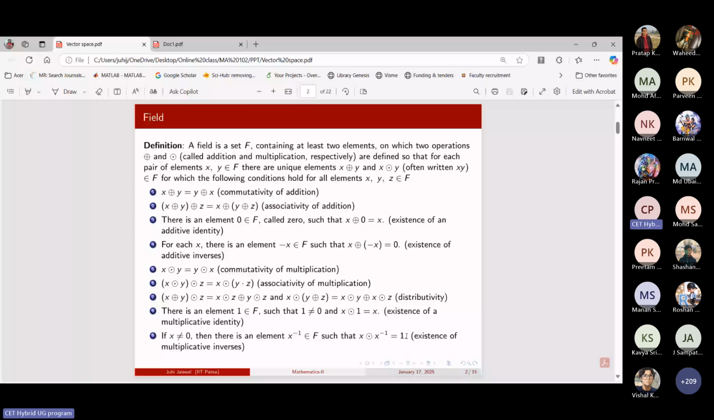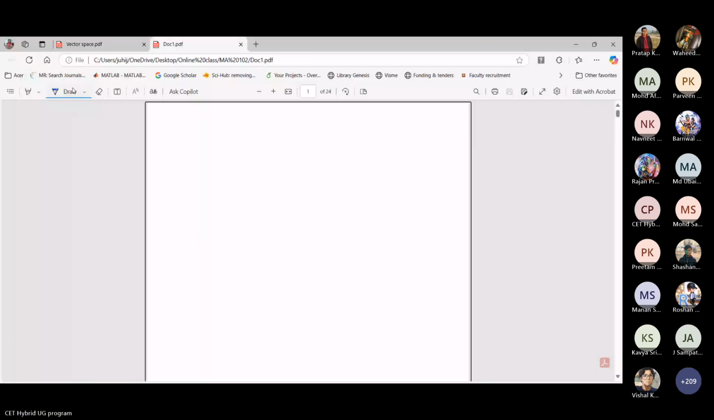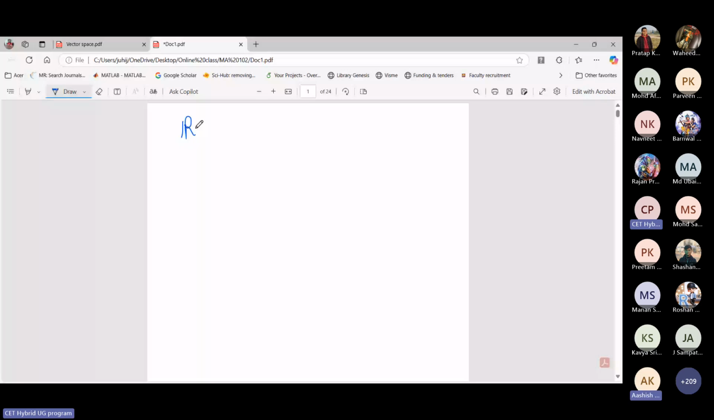Like, let us see one example. Let us take the real number set. How do we denote the real number set? By this R. Are you all aware of this? This denotes the set of real numbers.